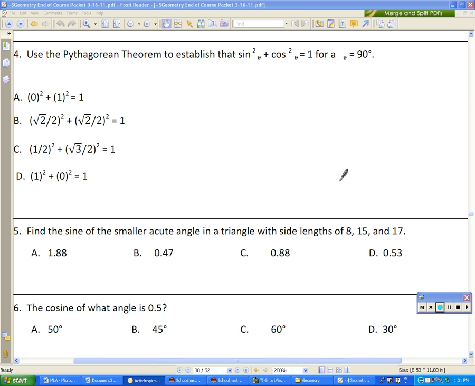Okay? So the smaller acute angle is which one if I label this A, B, and C? A, how do you know? Because 8 is the shortest side and it's across from the shortest side. Good. Okay, so I want to know the sine of A. So that's going to be the opposite side, which is 8, divided by the hypotenuse, which is 17. And that's a little bit less than a half. So that's going to work out to be 0.47. So we're going to go with B.